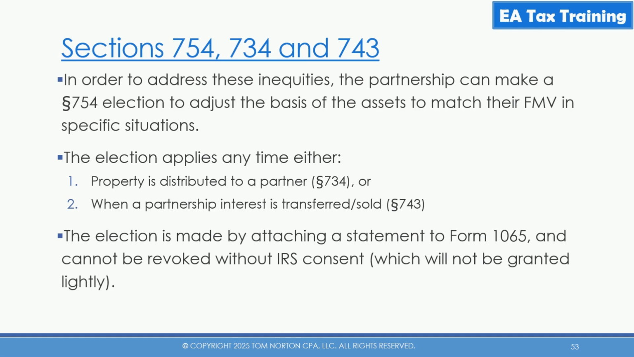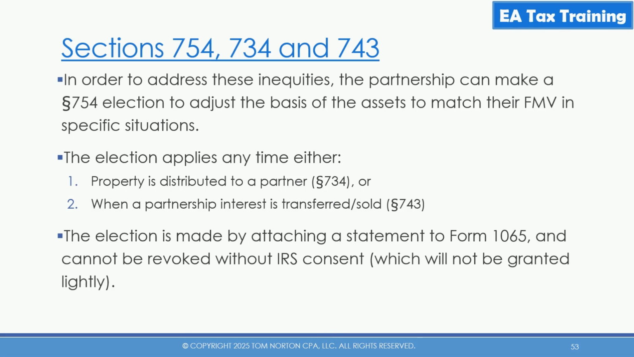The way you make the election, if you want to do so, is by attaching a statement to your Form 1065. And very importantly, it cannot be revoked without IRS consent. And that consent will not be granted lightly. It is very difficult to get the IRS to let you revoke this because they know that people want to play games. They want Section 754 when it's a gain and they don't want to have to pay all the tax on the gain, but they don't want Section 754 when it's a loss because they want to be able to take all of the loss. So the IRS will not easily allow you to revoke this election.